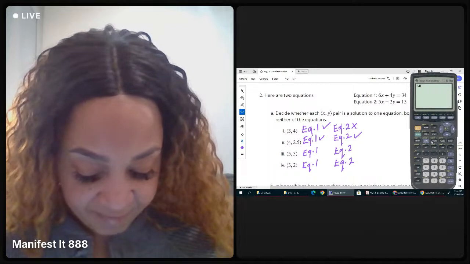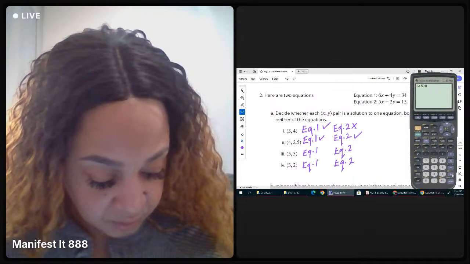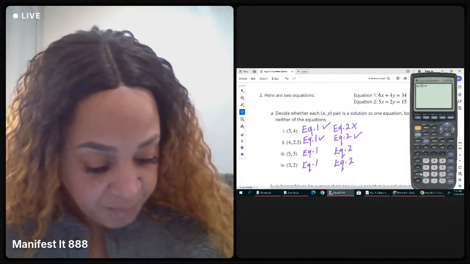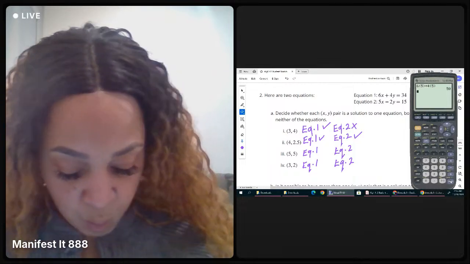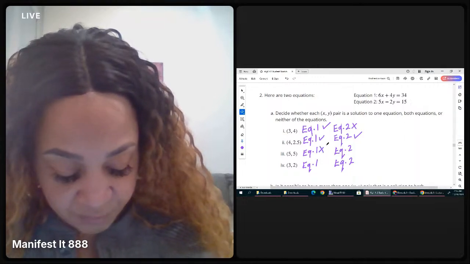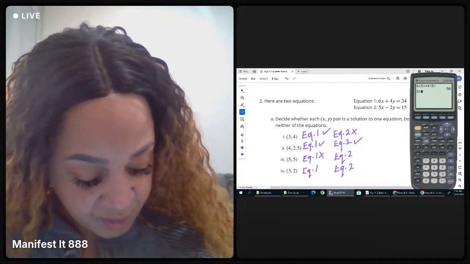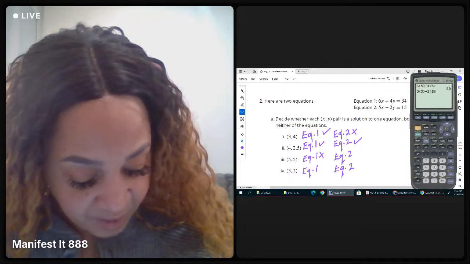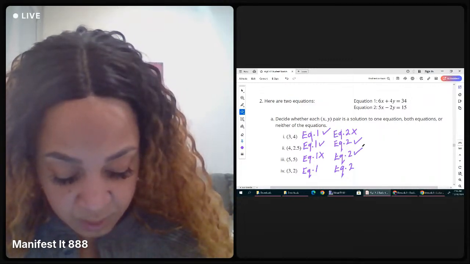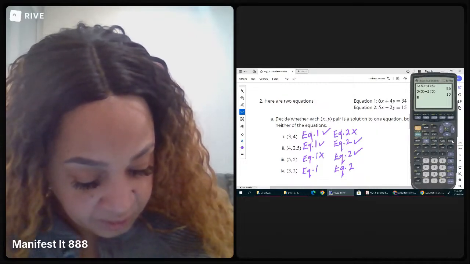So checking choice 3, I have 5 and 5 for both X and Y. So this will be pretty fast to check. 6 times 5 plus 4 times 5. Does that equal 34? No. So 5, 5 does not work for equation 1. Now we're going to check equation 2 for 5, 5. So that's 5 parentheses 5 minus 2 parentheses 5. And that's supposed to be 15, and it is. So choice 3 works for the second equation. All right, let's check the last one.